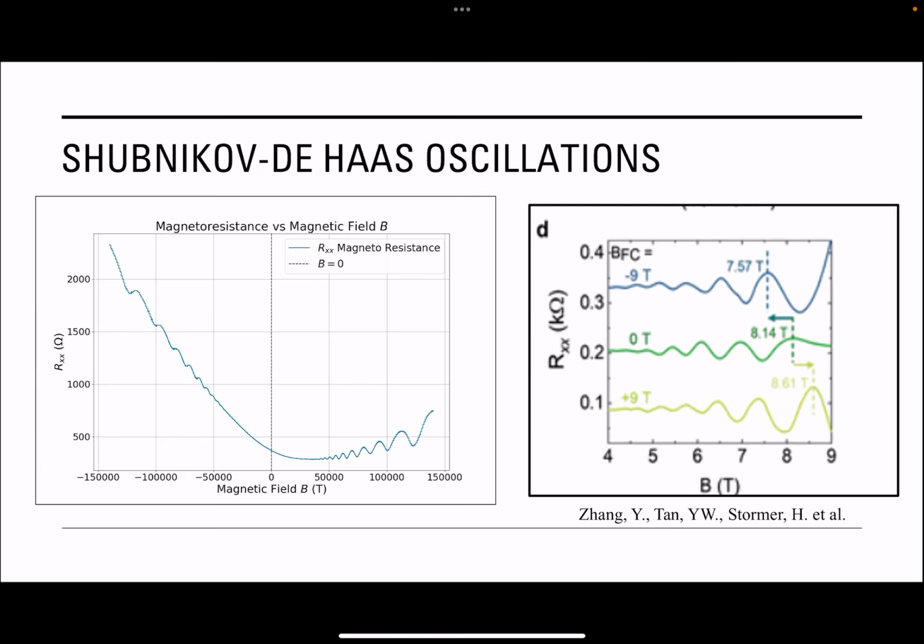Now, one phenomenon that is essential for the quantum anomalous Hall effect to occur is that these Shubnikov-de Haas oscillations must be present in our conductivity graph.